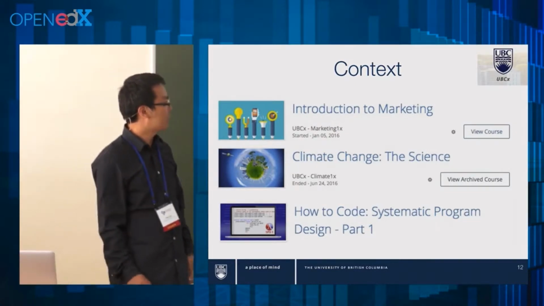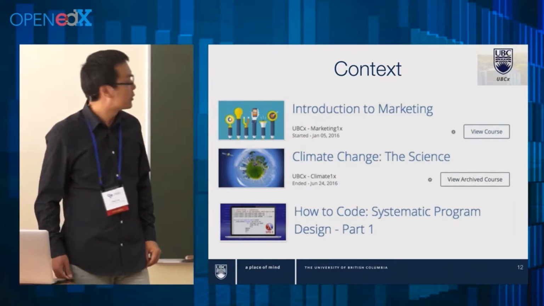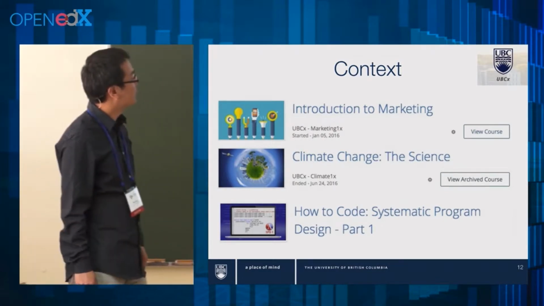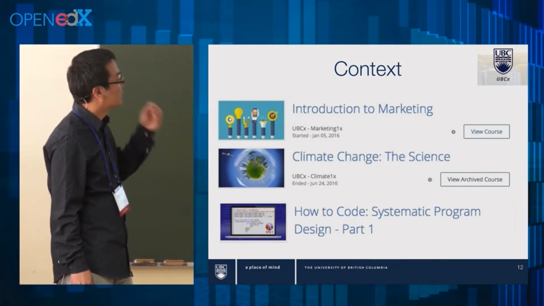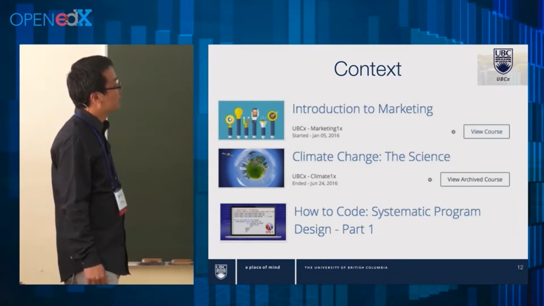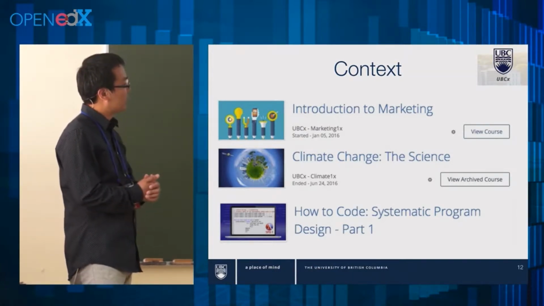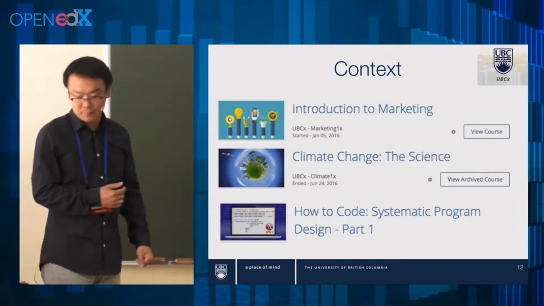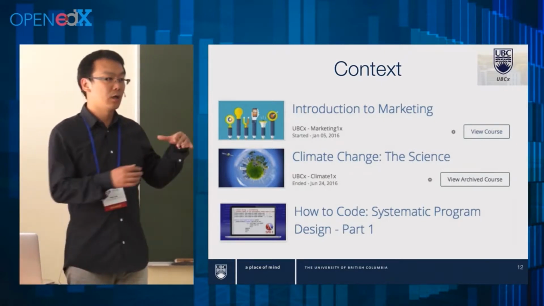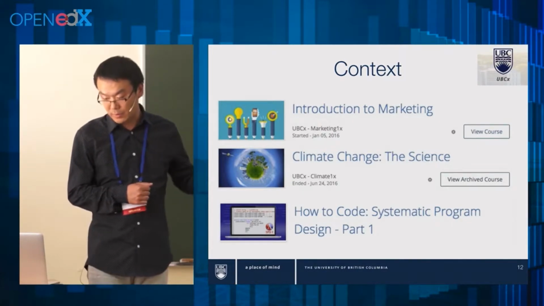So I'll give you some context. The charts I'm going to show are coming from three courses. The first is Introduction to Marketing, an introductory course. Also climate change, which is also an introductory course to the science. And the third course is a computer science course. It's a very intensive course, as you can see through the course structure graph I'm going to show you later.